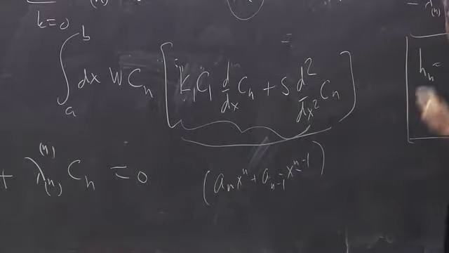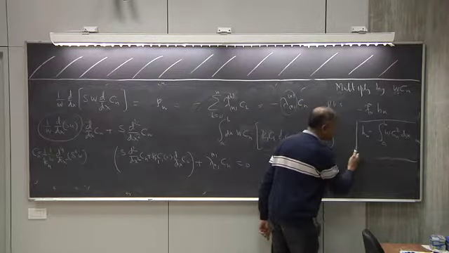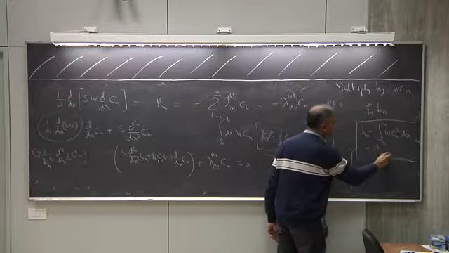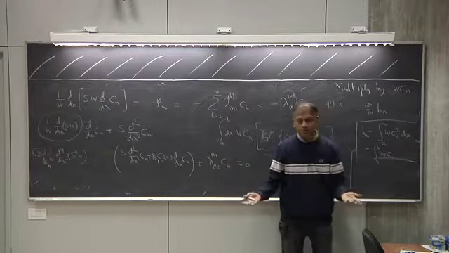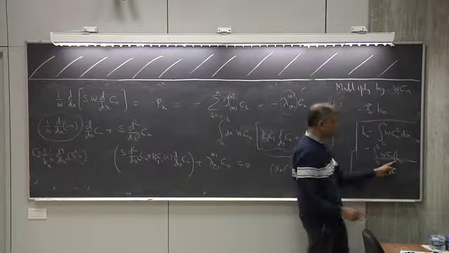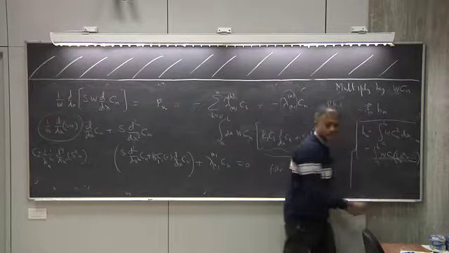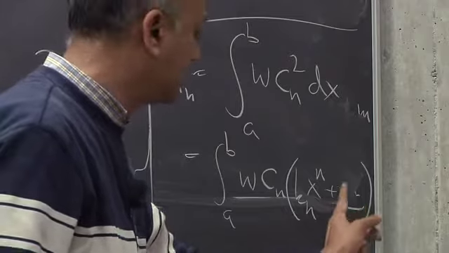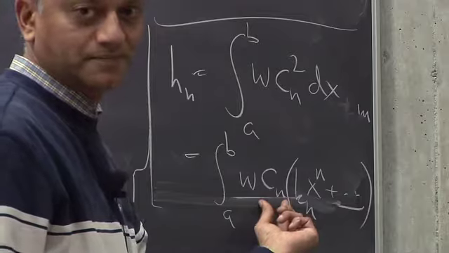Okay, maybe I should write it. Let's look at this expression. This expression is the same as the integral from a to b of w Cn, and the second Cn is after all an nth degree polynomial, right? Remember we used the notation Kn was the coefficient of x to the n, plus the lower terms. But the lower terms anyway don't contribute, the integral is 0. These are all lower powers of x. Those will be orthogonal to Cn, right?